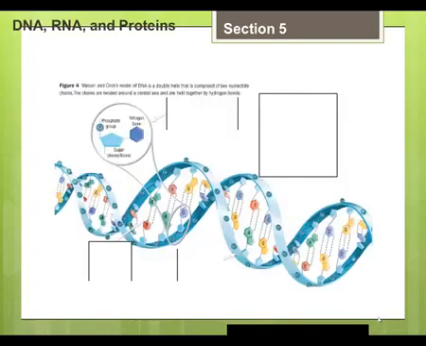So this figure is the model that Watson and Crick developed. It shows the double helix of DNA. Nucleotides are the subunits of nucleic acid. Each nucleotide consists of a sugar, a phosphate, and a nitrogenous base. So we can see here the phosphate, the sugar deoxyribose in DNA, and then a nitrogenous base.